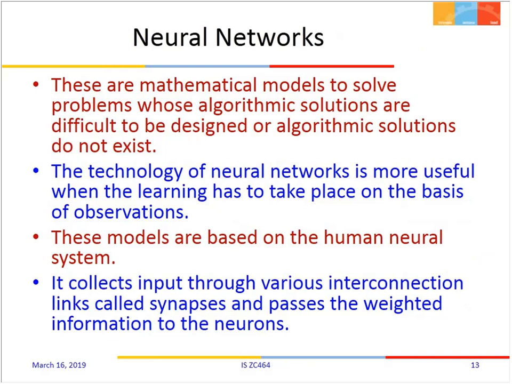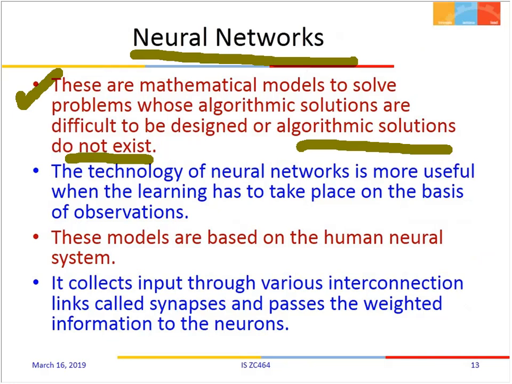So when we talk about artificial neural networks, we understand that these are mathematical models to solve problems whose algorithmic solutions are difficult to design, or algorithmic solutions do not even exist. You've already seen in the machine learning algorithms discussion that there is nothing like a traditional algorithm which we can use to solve certain problems, and these types of problems can only be solved by examples, and the system is made to learn such examples and their outputs. The technology of neural networks is more useful when the learning has to take place on the basis of observations. So these models are based on the human neural system.